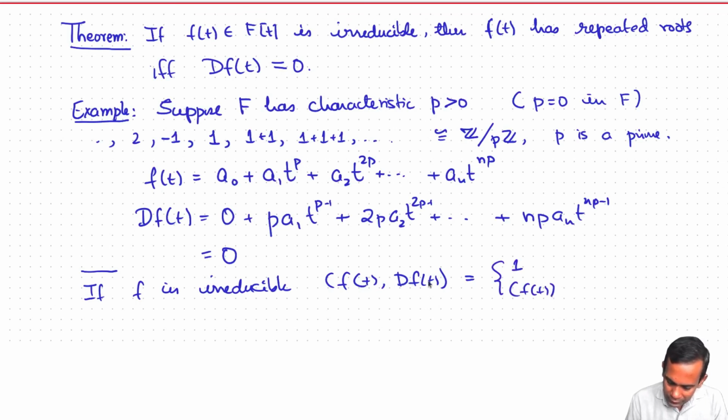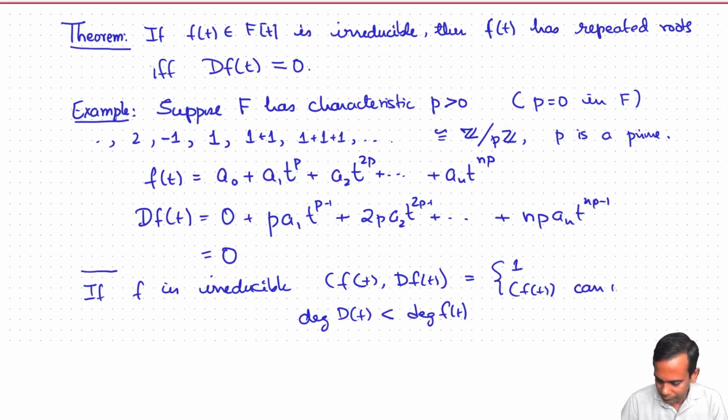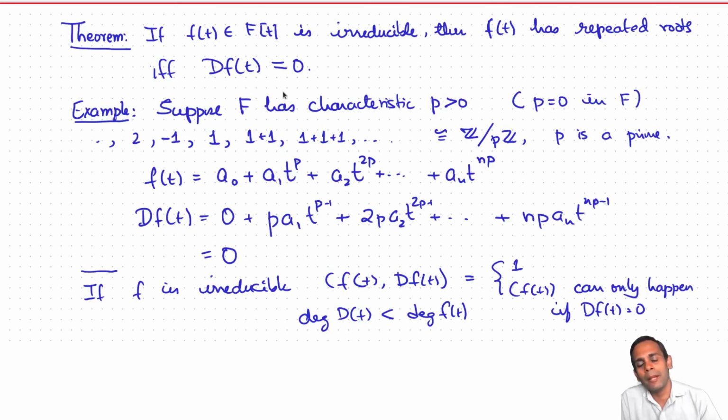Now, the degree of df/dt is strictly less than the degree of f(t). So you cannot have f(t) dividing df/dt because the degree of df/dt is smaller than the degree of f(t), unless of course df/dt is identically 0. So this can only happen if df/dt is 0. In fact, if df/dt is 0, this is exactly what happens: the ideal generated by f(t) and 0 is the ideal generated by f(t). And so that proves the theorem that if a polynomial is irreducible, then it has repeated roots if and only if its derivative vanishes identically. And this is something which never happens in characteristic 0. So this is primarily of interest in positive characteristic. And this is where we are going to go next. We're going to construct finite fields, which are all fields of positive characteristic.